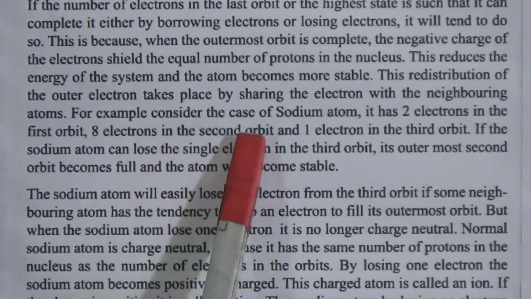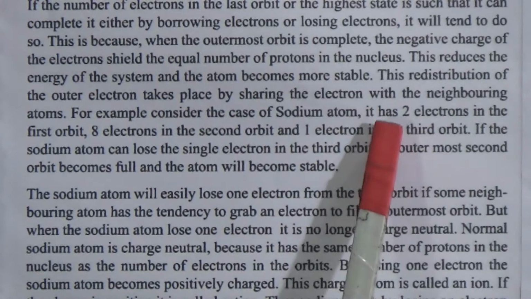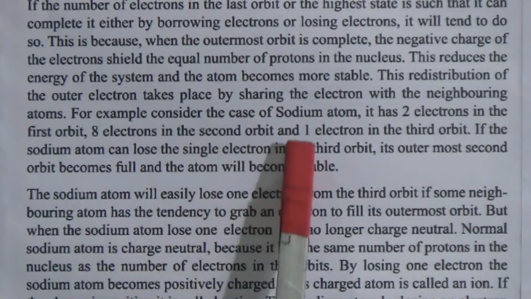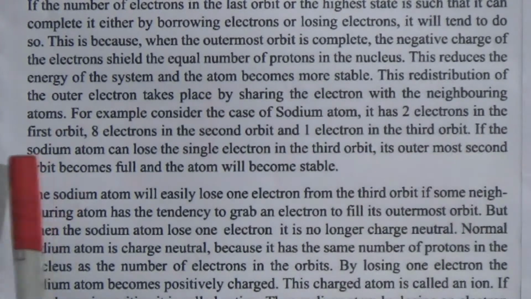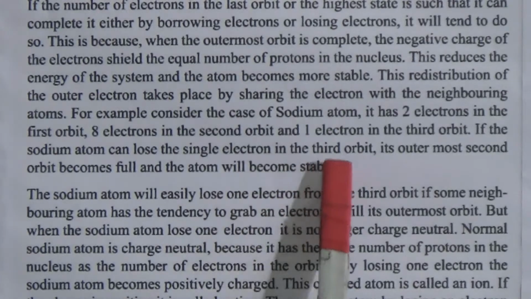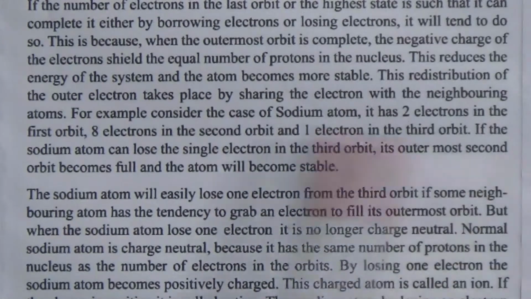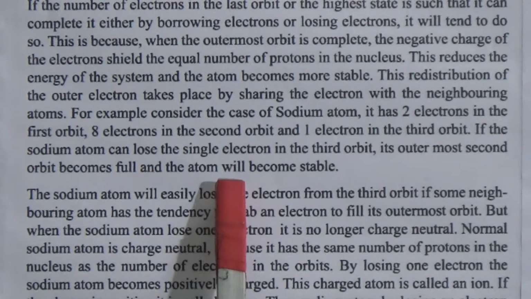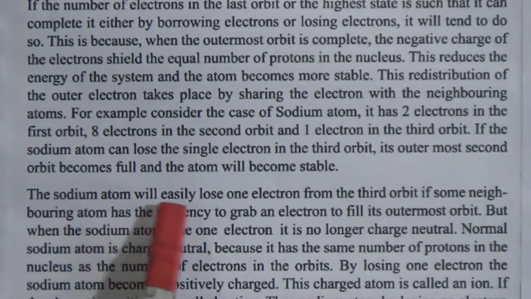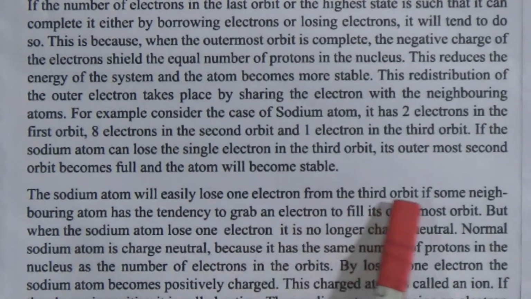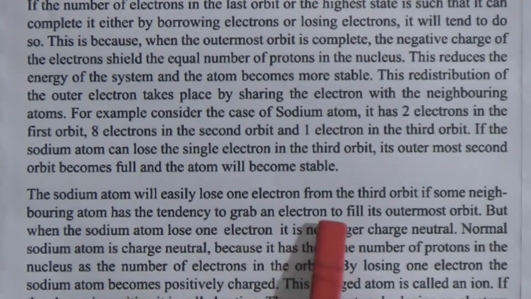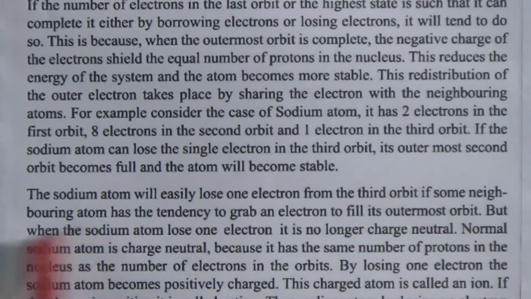For example, consider the case of the sodium atom. It has 2 electrons in the first orbit, 8 electrons in the second orbit and 1 electron in the third orbit. If the sodium atom can lose the single electron in the third orbit, the outermost second orbit becomes full, then the atom will become stable. The sodium atom will easily lose 1 electron from the third orbit if some neighboring atom has the tendency to grab the electron to fill the outermost orbit.